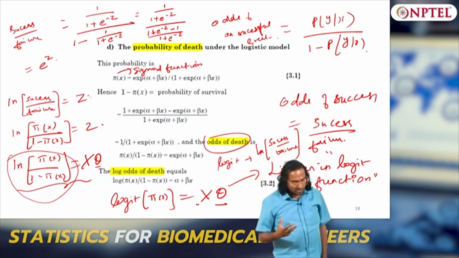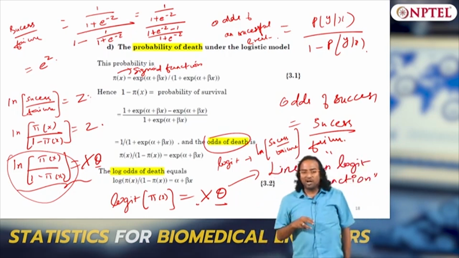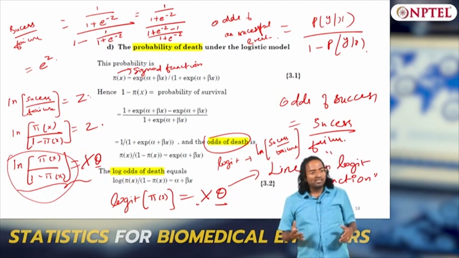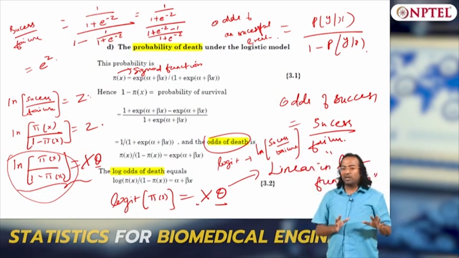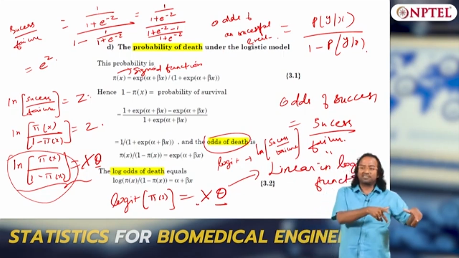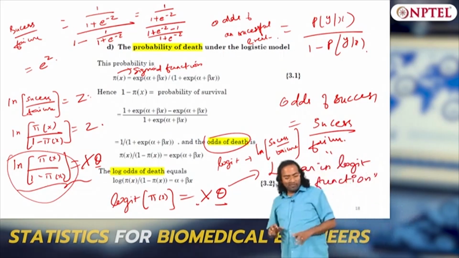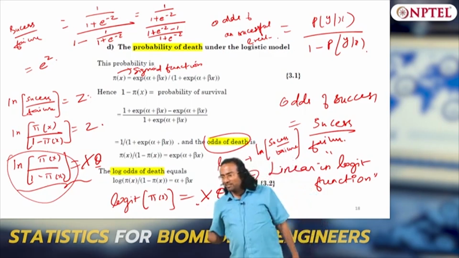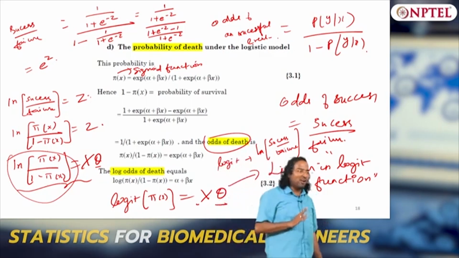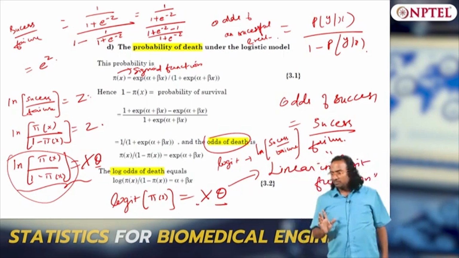So the name logistic regression comes because this model is linear in logit. That is why it is called logistic regression. Clear? So now we have a linear model, right? The right hand side is only x theta, the left hand side is the logit function. So now how do I fit the model is the question.